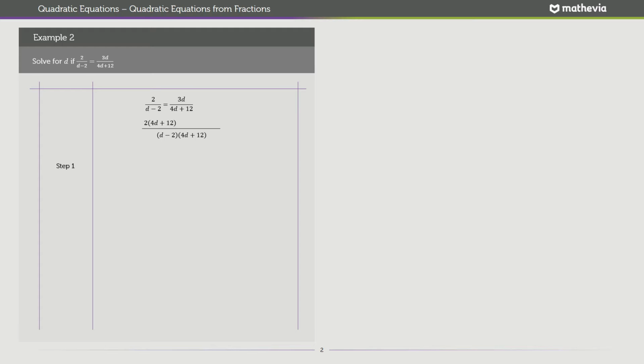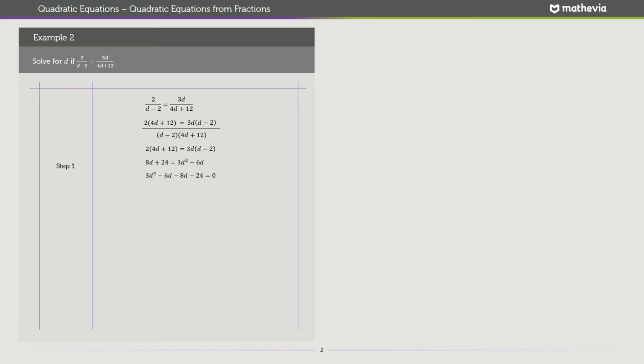And then the next one, you bring your equal sign, and for 4d plus 12, you divide 4d plus 12 by 4d plus 12. You're left with d minus 2, so you multiply that by 3d, and what you have is 3d times d minus 2. Now you just take out what you have there in the numerator and simplify.